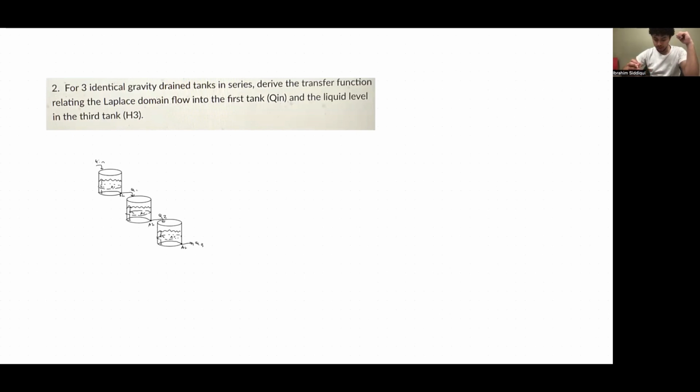Okay, so essentially we have our first flow rate coming in. We have that first height. We have the cross-sectional area of the tank. We have the area of the hole. And then we have these other flow rates, Q1, Q2, and Q3, as well as the other heights, H1, H2, H3. Okay. So we're going to see how this flow rate coming in essentially changes the height of each tank, especially that last tank.